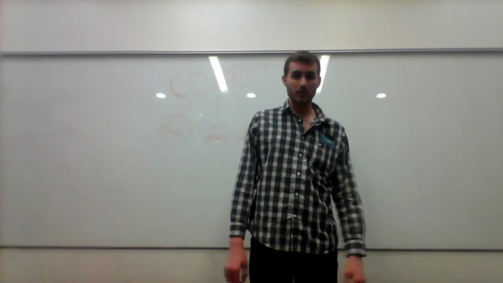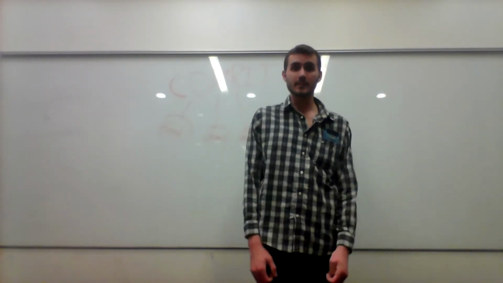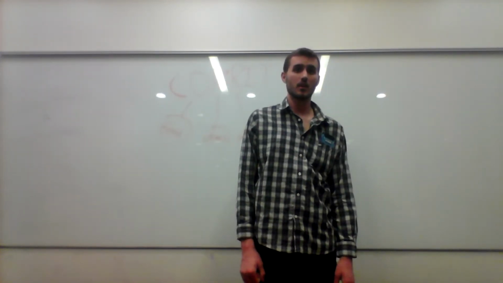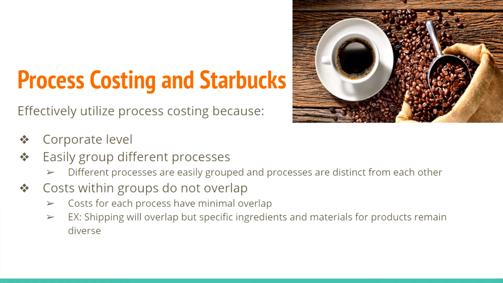Now that that's over, let's give a brief overview of why process costing works so well in this case. Well, the first reason, obviously, is because this is from a corporate level. And because it's from a corporate level, they can easily group the different processes into different categories, as there is minimal overlap, because there's a very diverse set of processes in what Starbucks sells. There's some overlap in shipping. However, in the different kinds of foods, there's very minimal overlap. Like, the same kinds of ingredients in coffee aren't in a sandwich. You know what I'm saying?